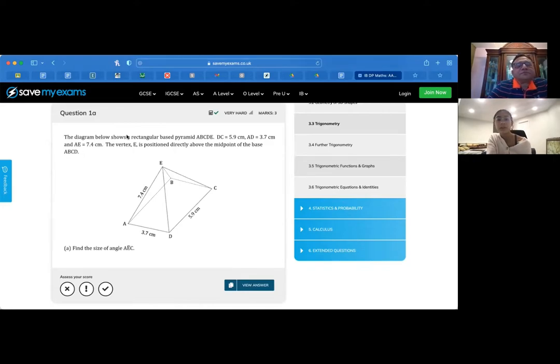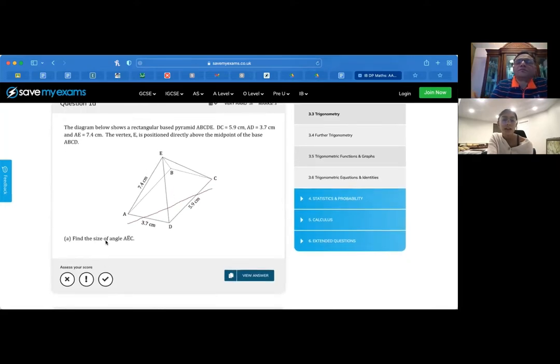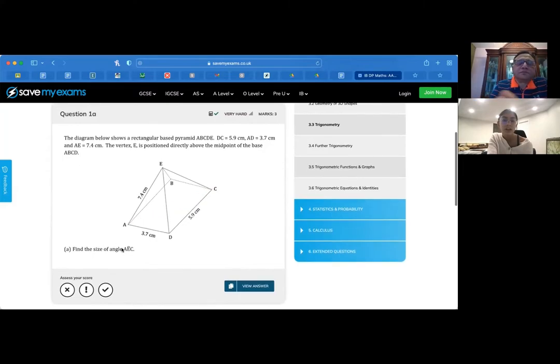The diagram below shows a vertical base pyramid ABCD, where BC equals 5.9 centimeters, AD equals 3.7 centimeters, and AE equals 7.4 centimeters. The vertex E is positioned directly above the midpoint of the base ABCD. So E is like the apex of the polygon, and they want us to find the size of the angle AEC.